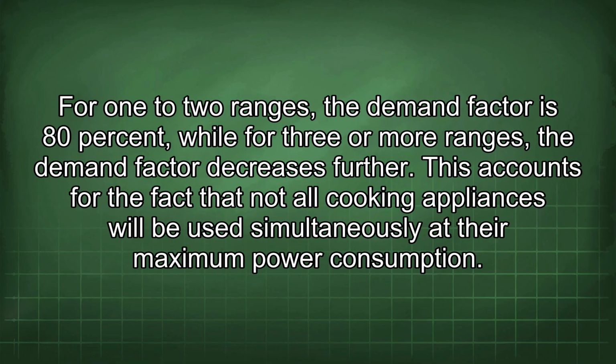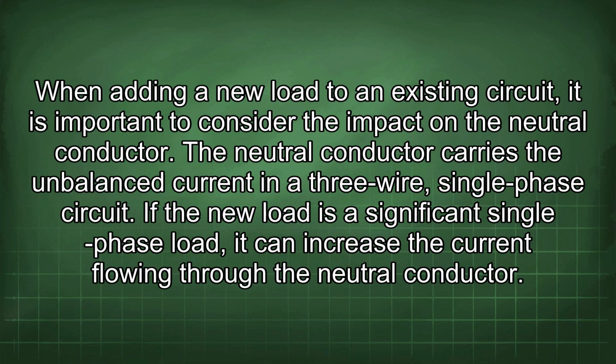For 1 to 2 ranges, the demand factor is 80%, while for 3 or more ranges, the demand factor decreases further. This accounts for the fact that not all cooking appliances will be used simultaneously at their maximum power consumption. When adding a new load to an existing circuit, it is important to consider the impact on the neutral conductor. The neutral conductor carries the imbalanced current in a 3-wire, single-phase circuit.